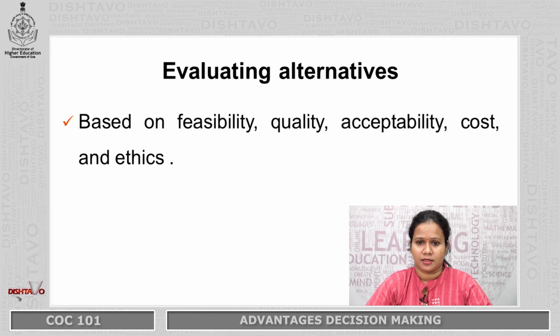Second one is quality. Whatever alternative, whatever solution they have in their mind, it should be qualitative. Third one is acceptability. That alternative should be acceptable to all the decision makers or all the workers in the organization.